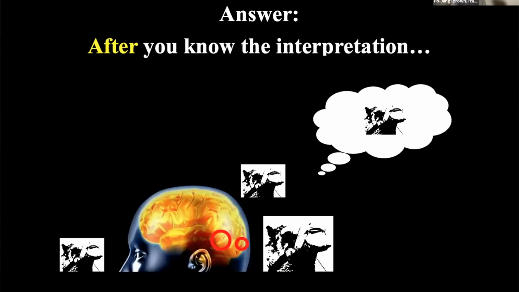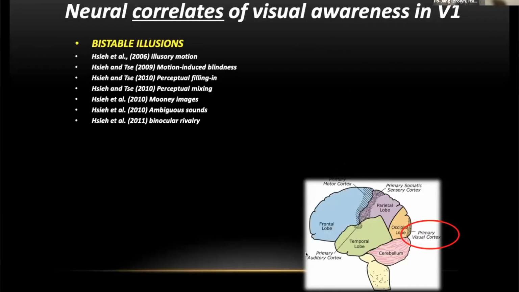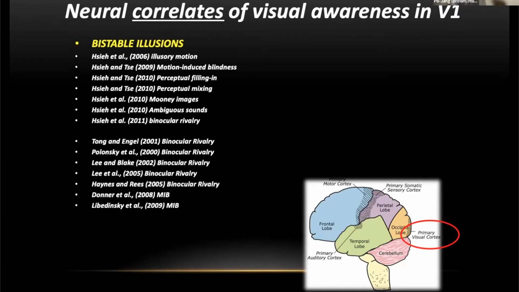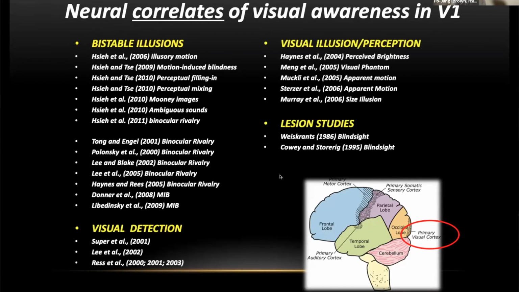Okay, so in this second study, we basically discovered that after you know the interpretation of the object, the content of your consciousness will change. And this is true for your higher level neural representation, and it is true for your lower level neural representation. So once again, this is an example showing that neural correlates of visual consciousness can be found in V1. And we are not the only lab or the first lab to discover this. There are many different labs using the same paradigms or different kinds of visual illusion or different kinds of paradigm, and they all discover that in most of the cases, neural correlates of consciousness can be found in V1.